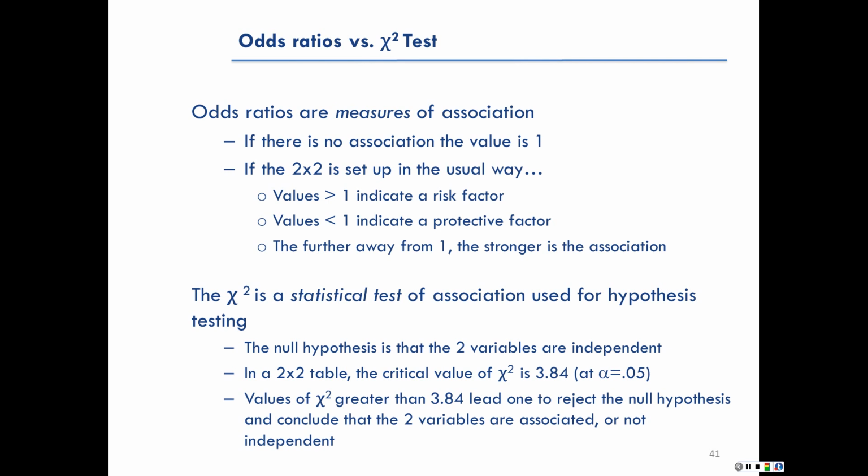So the chi-square test, on the other hand, is a statistical test of association that's used for hypothesis testing. The null hypothesis is that the two variables are independent. Interestingly, in a 2x2 table, if we're interested in statistical significance at an alpha value of 0.05, the critical value of chi-squared, if you look it up in the table in your textbook, is 3.84. So values of chi-squared greater than 3.84, using the formula that we looked at in the previous lecture, would lead you to reject the null hypothesis and conclude that the two variables are associated or not independent.